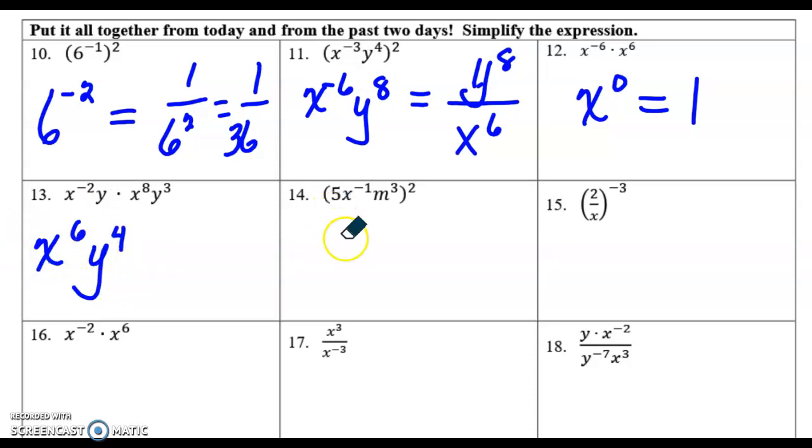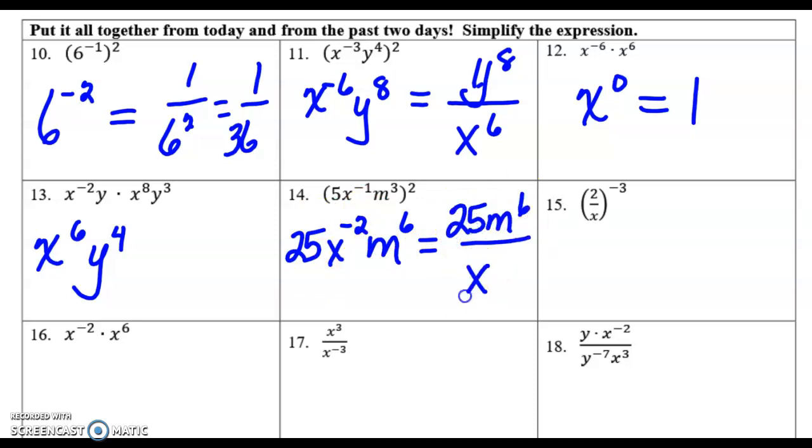Here, this is a coefficient. 5 squared is 25. X to the -1 squared would be x to the -2. You're multiplying. M to the 6th, because you have m cubed times m cubed. Now we need to clean this up a little bit. This x has a negative exponent, so it moves down. Everything else stays up. And that is your answer.